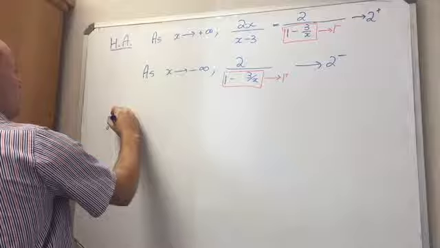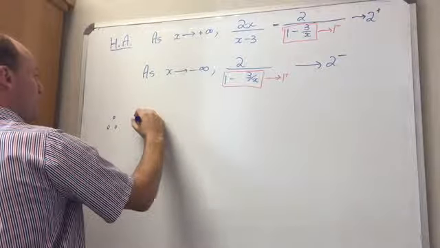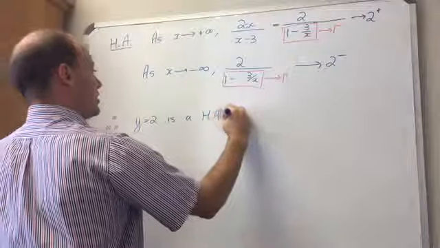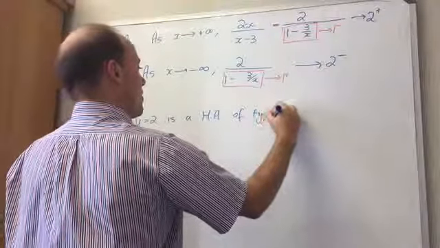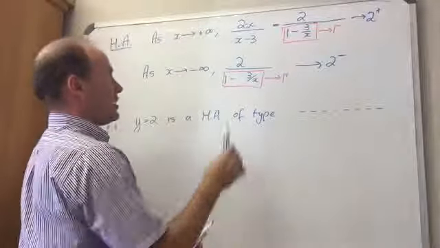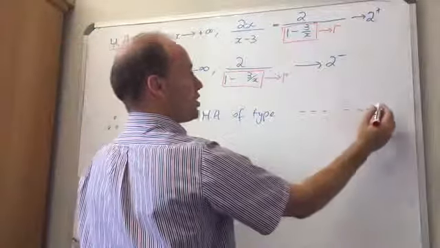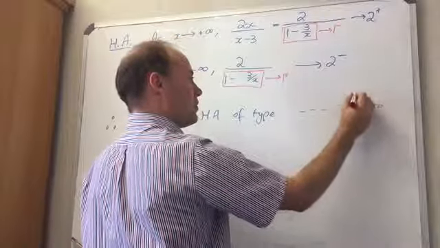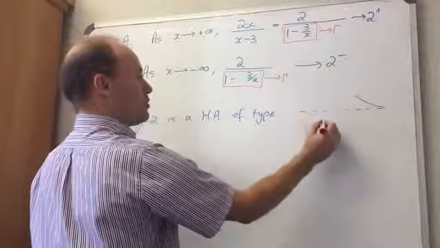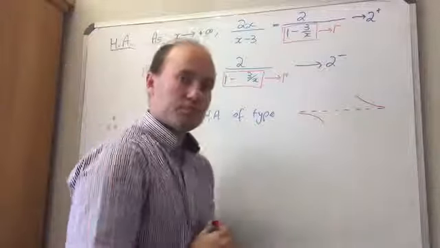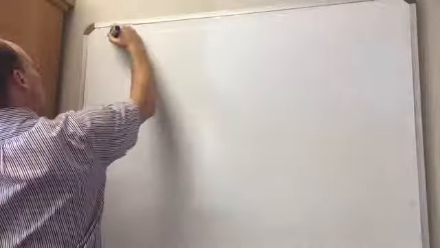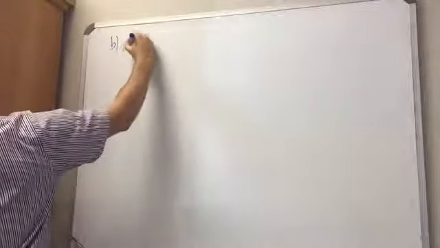Okay, so therefore we conclude that y equals 2 is a horizontal asymptote of type... We draw a little dotted line. And then as x goes to plus infinity, we're approaching 2 from above. As x goes to minus infinity, we're approaching 2 from below. Okay. Right, next example.